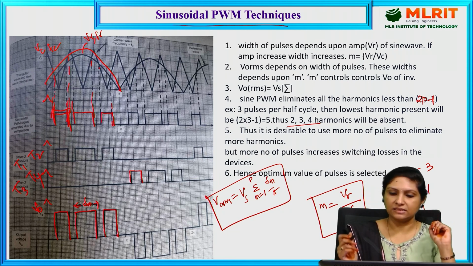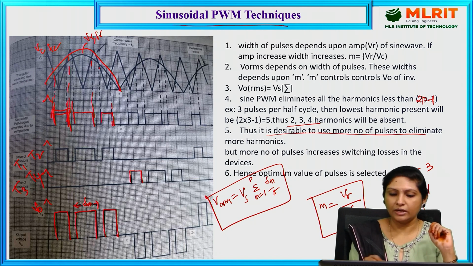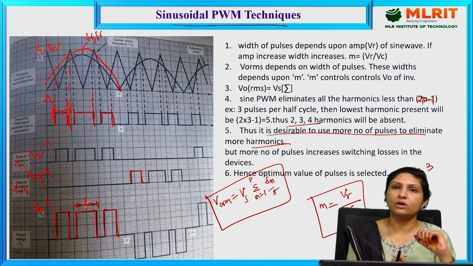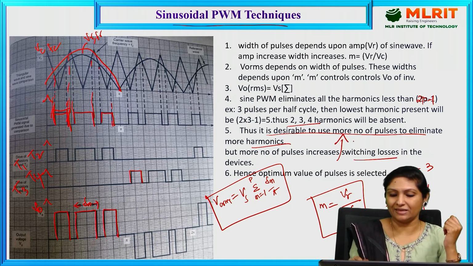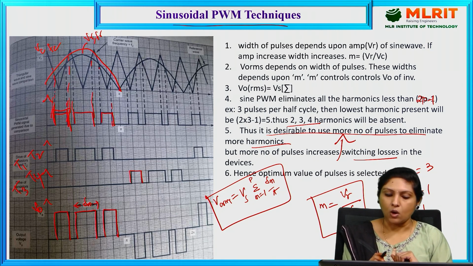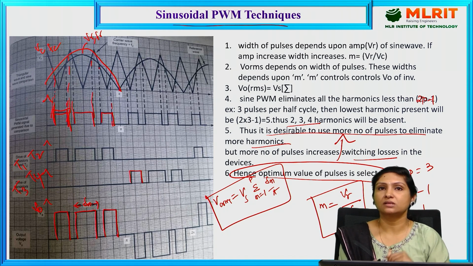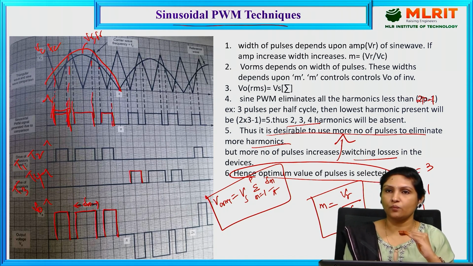Thus, it is desirable to use more number of pulses to eliminate harmonics. But if you see, with more number of pulses, switching losses will also get increased. Hence, the optimal number of pulses should be selected such that the switching losses will be reduced and at the same time harmonics will be kept in check. So that is the thing.